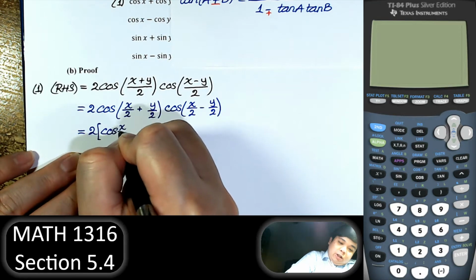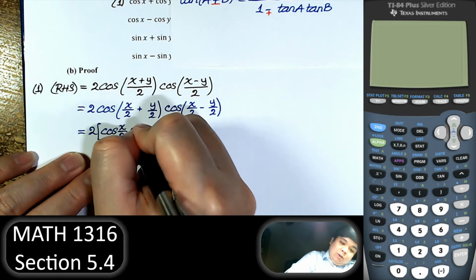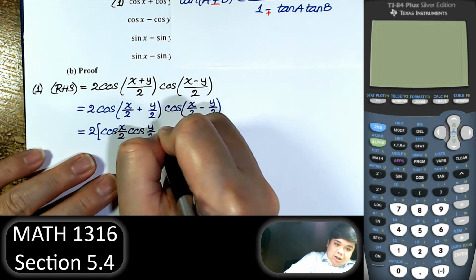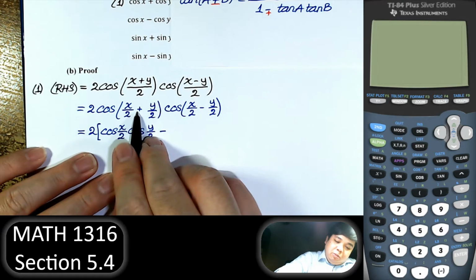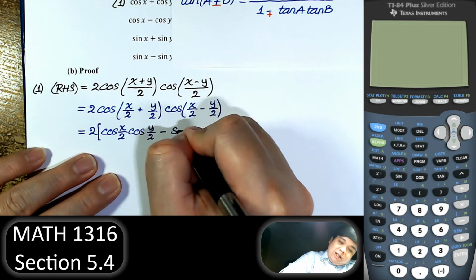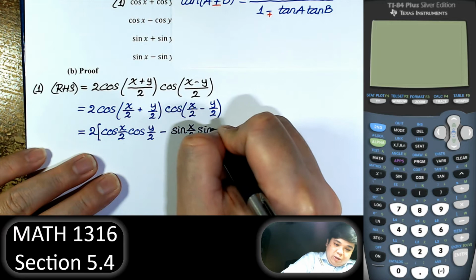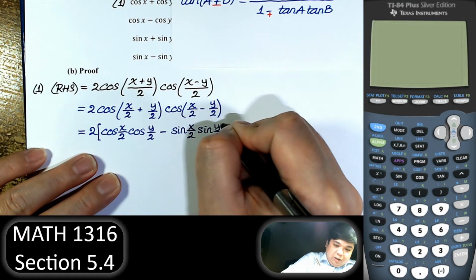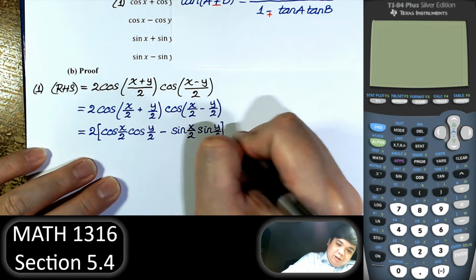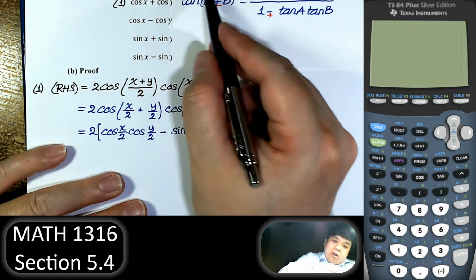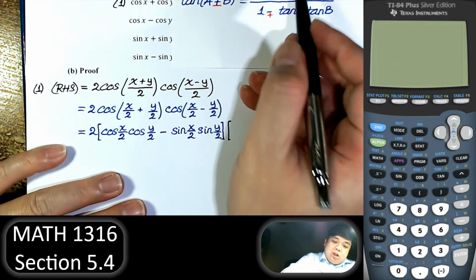cosine of x over 2, cosine of y over 2, plus, oh, if that is a plus, that will be minus sine of x over 2, sine of y over 2. And then cosine of a difference, also that, but if it is minus, it's going to be plus in the middle.